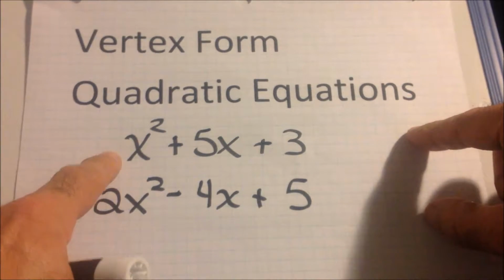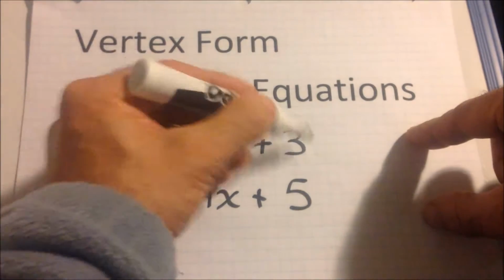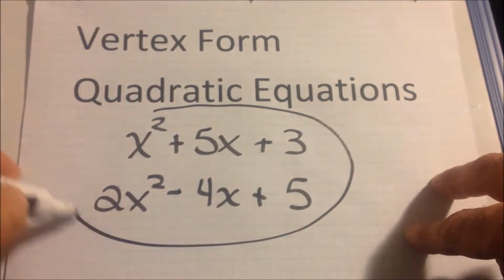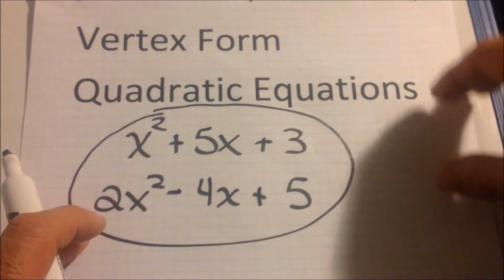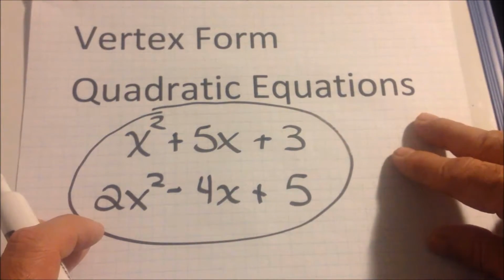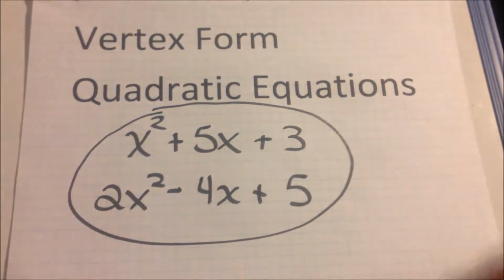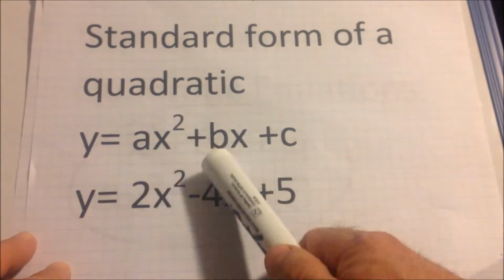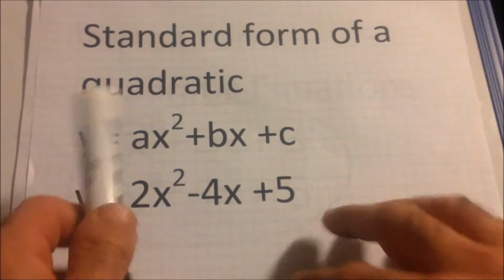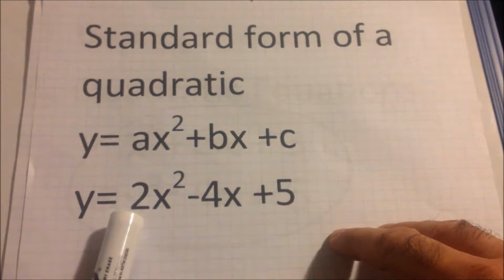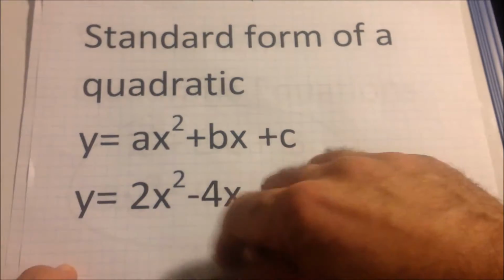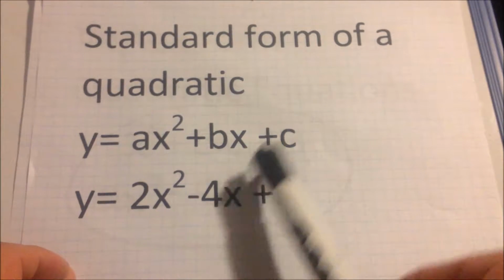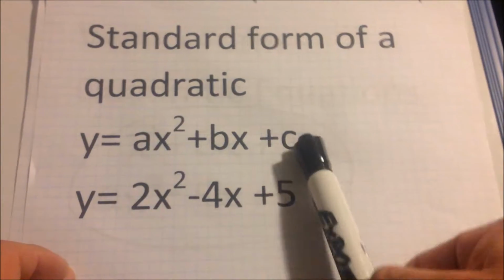Sometimes you can have it where the a, this is the a, this is the b, this is the c, where the a has a number greater than 1. So this is the standard form of a quadratic equation. So let's look at how to make vertex form. So again, the standard form, y equals ax squared plus bx plus c. So we know that the a could be greater than 1, like here, or it could be 1. In that case, you wouldn't see the 1. Then we have the b, a constant here, and the c has no variable.